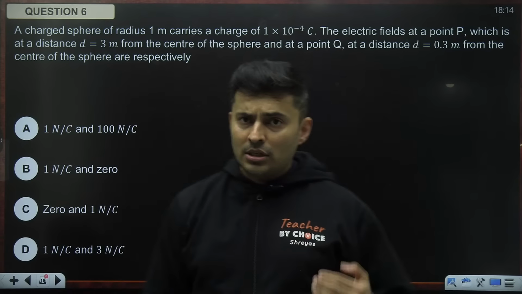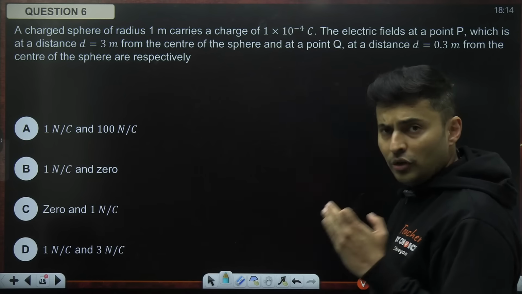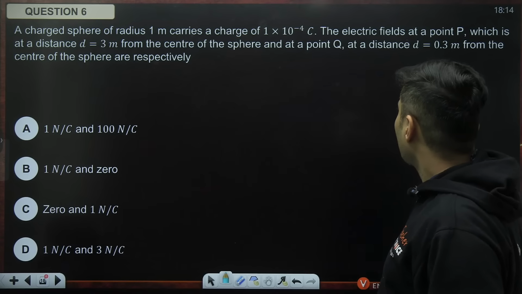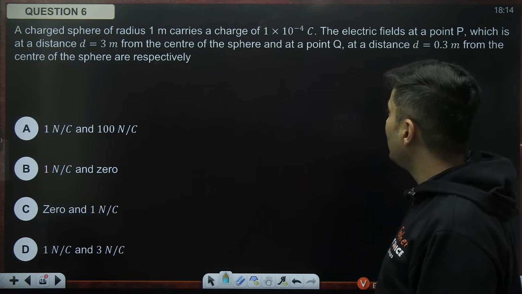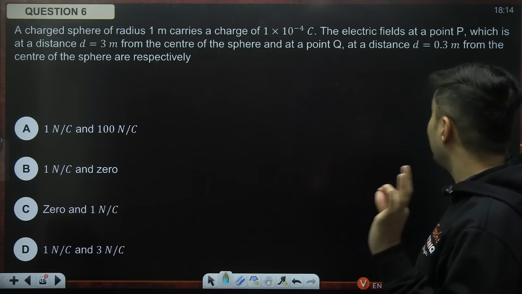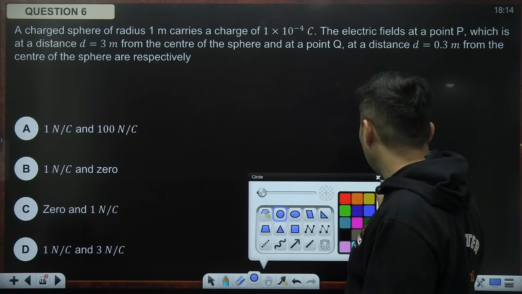A charged sphere of radius 1 meter carries a charge of 1 into 10 to the power minus 4 coulomb. The electric field at a point P, which is at a distance of 3 meters from the center of the sphere, and at a point Q at a distance of 0.3 meters from the center of the sphere, respectively, are. Okay, let's have a look.